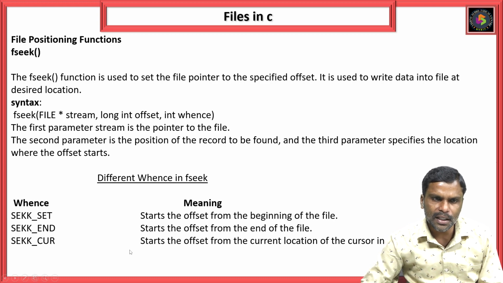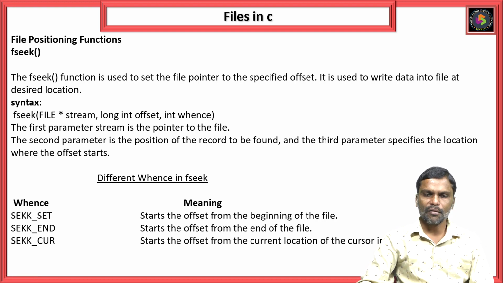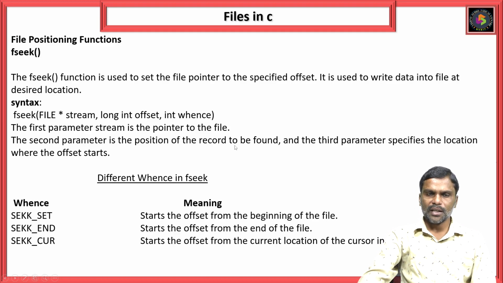So in fseek, we have the 3 types of whence. Whence is nothing but a parameter that specifies the location where the offset starts. What are the meanings of these 3? File pointer, long offset, whence, I have defined here one by one. So please try to remember what is the meaning of file pointer, long offset, whence, because in the program we are going to use the same thing.